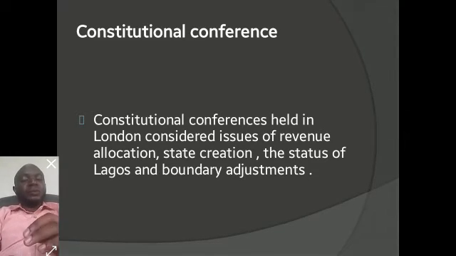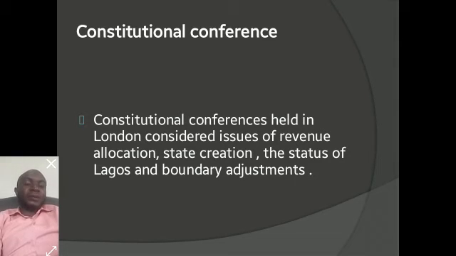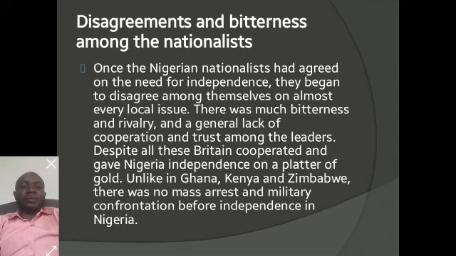There was need to draw up the way funds will be allocated to various states, to draw up the way states will be created, as well as decide on the status of Lagos, because we know from the time Nigeria was colonized, Lagos always had a special status. So there was need to define the status of Lagos and also to work on boundary adjustment at that point in time.